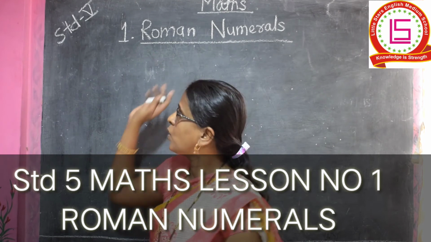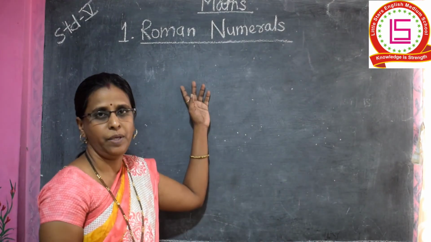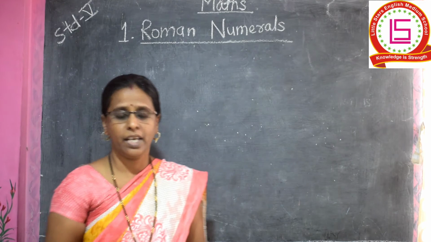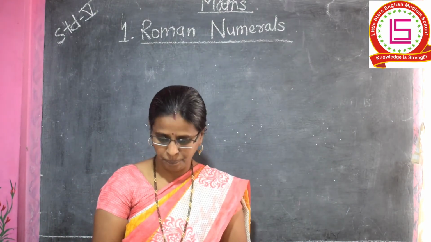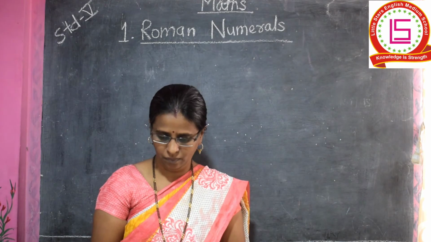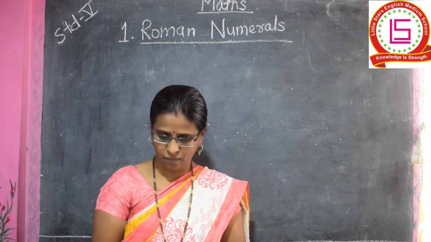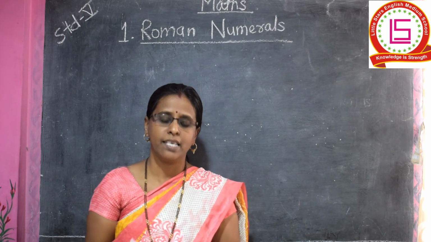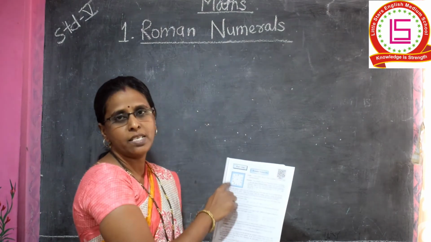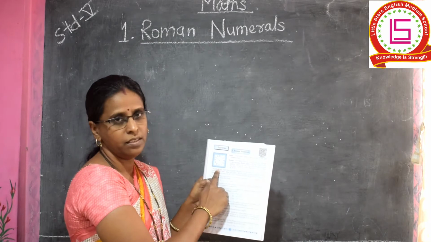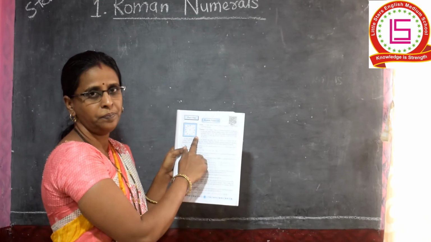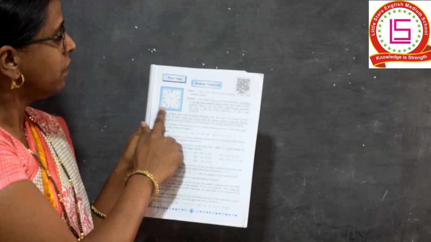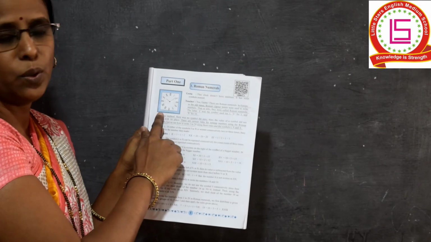Lesson number one: Roman numerals, standard fifth. Take out your textbooks and open page number one. Here one clock is given for you. In this clock, we see no numbers. Only symbols are given for you. There is no number.